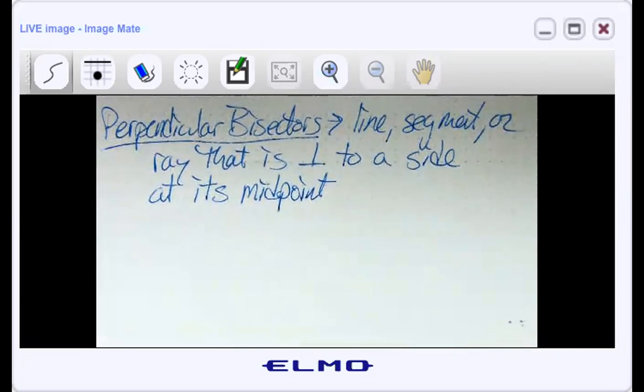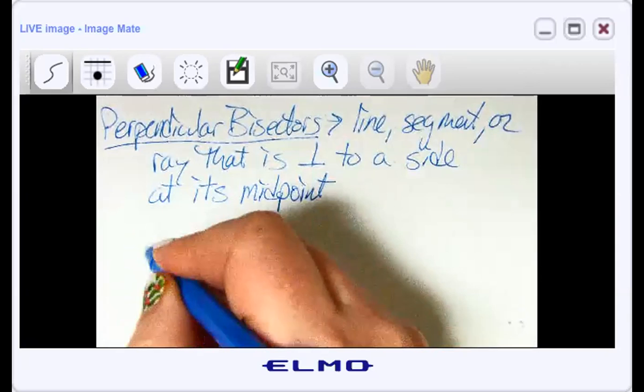So you have to be able to verify that both things are happening in order to have a perpendicular bisector. And this is the first line that we've talked about that doesn't necessarily have to touch a vertex. All the other ones had to start at a vertex and then go somewhere. This one, maybe it hits a vertex, maybe it doesn't. They don't necessarily have to. So let's look at some pictures.